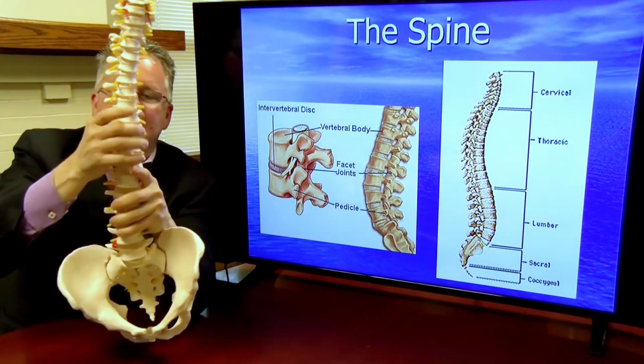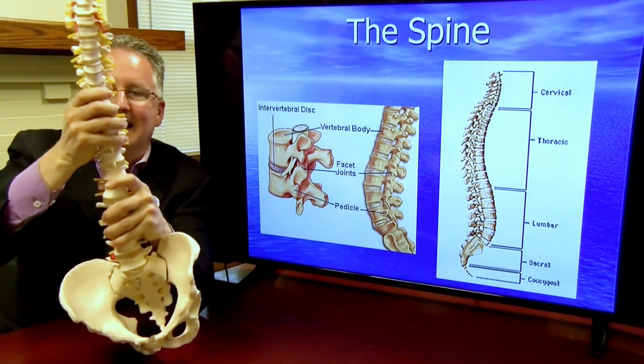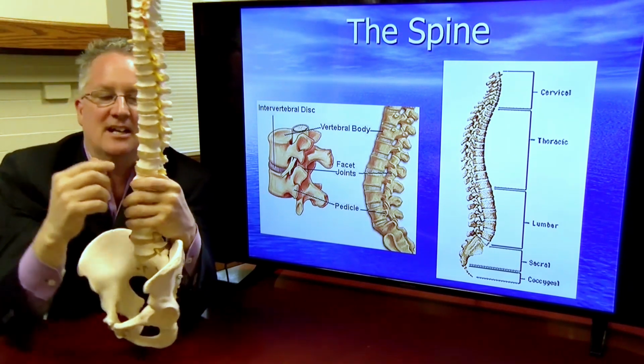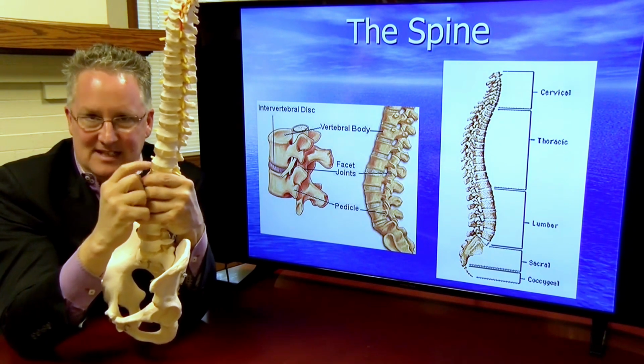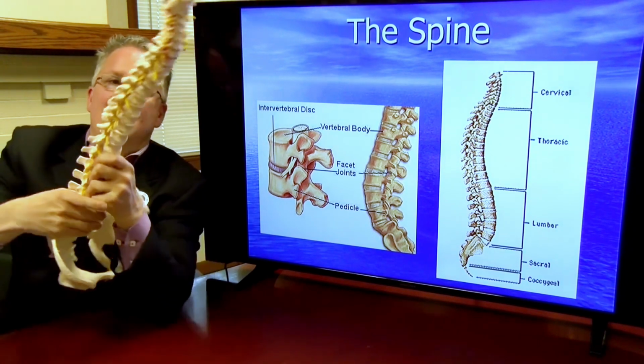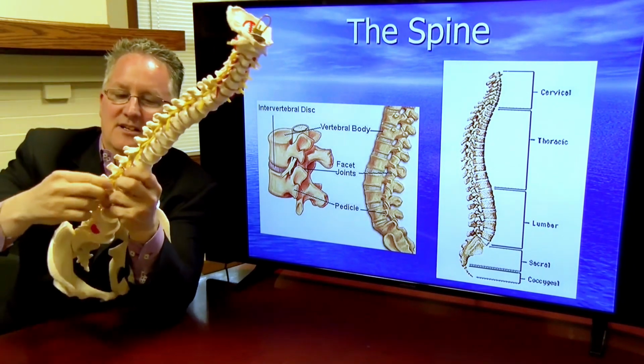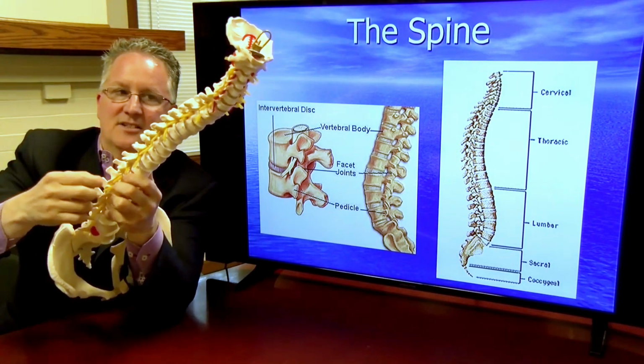Each vertebra is designed to move in 6 directions: forward, back, side to side, and rotate, and all that motion takes place on top of the disc. Now, in between each vertebra, there is an opening where the nerves exit off the spinal cord.